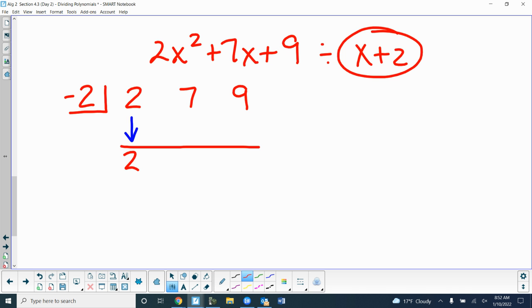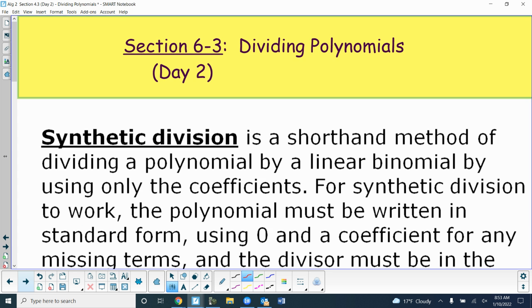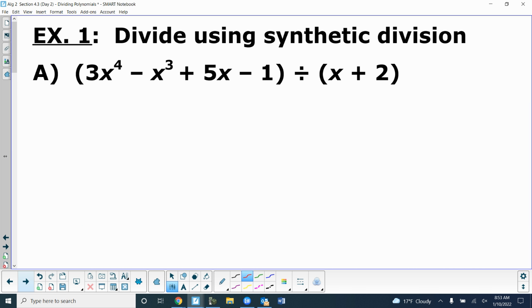So that's the setup to start a synthetic division problem. You don't have to write out any variables like we did for long division. Okay? Now, just like we did in long division, once we figured out what an answer was when we did that division part, we multiplied, right? We go back to the warm-up. Once we got 2x squared when we divided, we said 2x squared times 1x squared, and then we did that multiplication, right? Well, that's what we're going to do here. We're going to multiply.